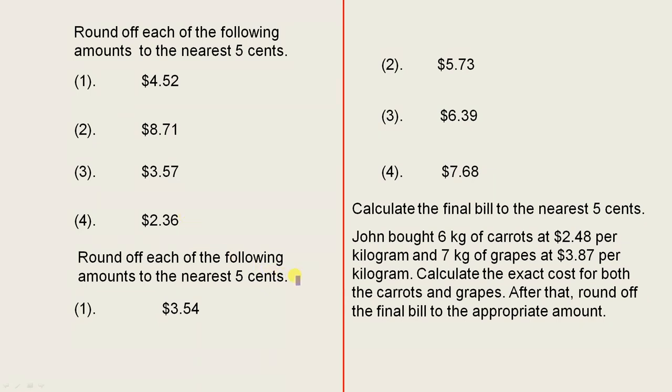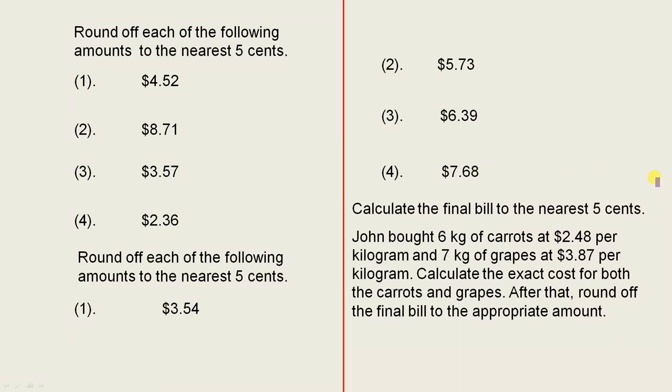The next one, round off each of the following amounts to the nearest 5 cents. Now here we have $3.54. We saw in the lesson that if this was a 4, we round up. Here we have $5.73. In the lesson we saw if that was a 3, we round up. $6.39, because that's a 9, we round up. And $7.68, because that's an 8, we also round up.